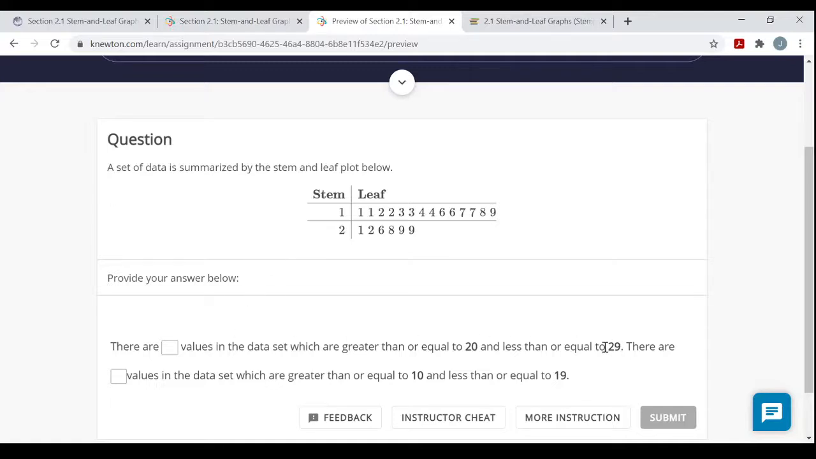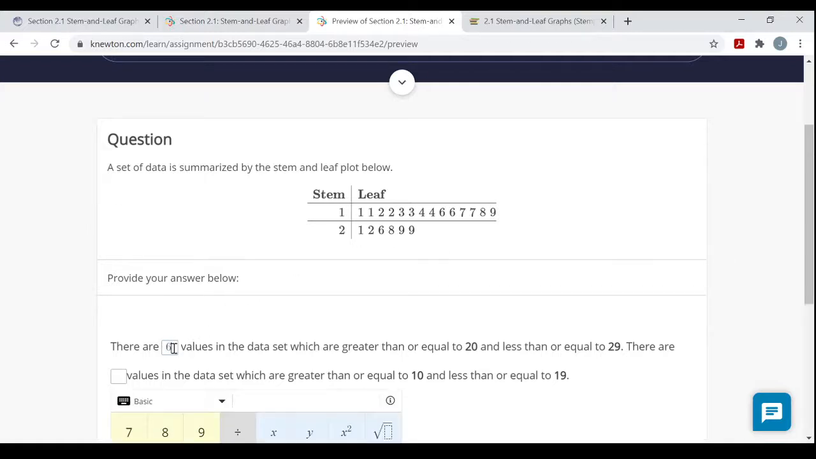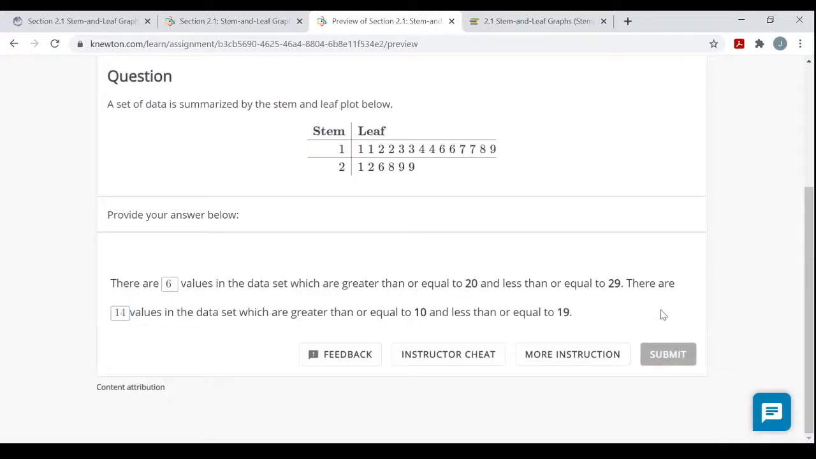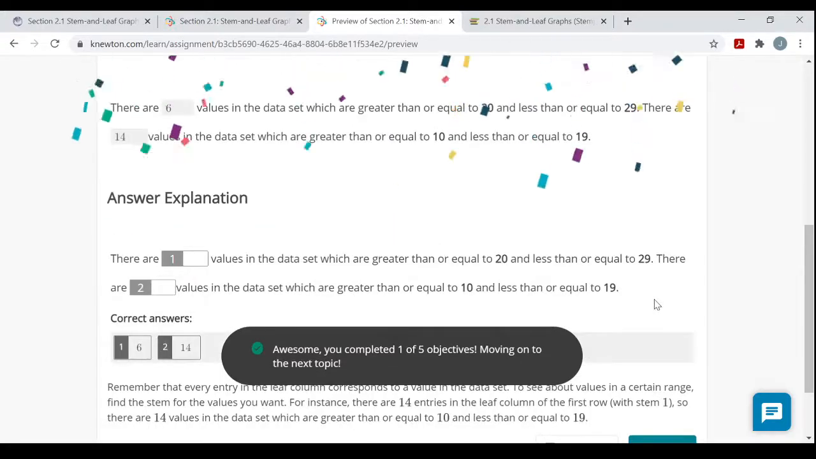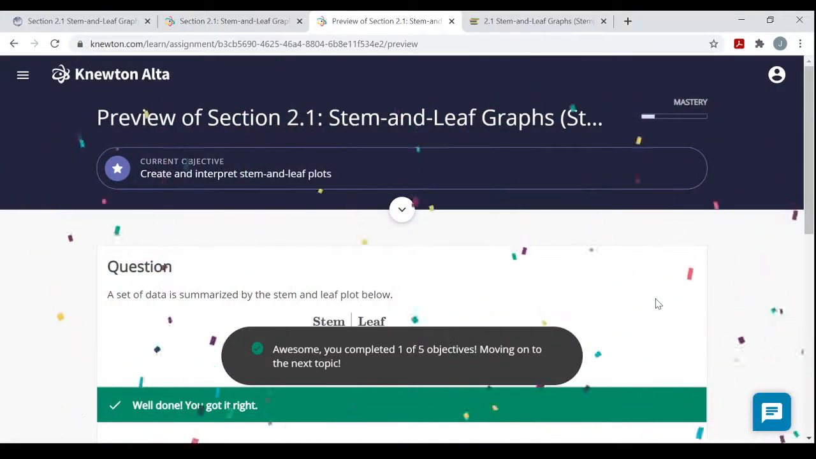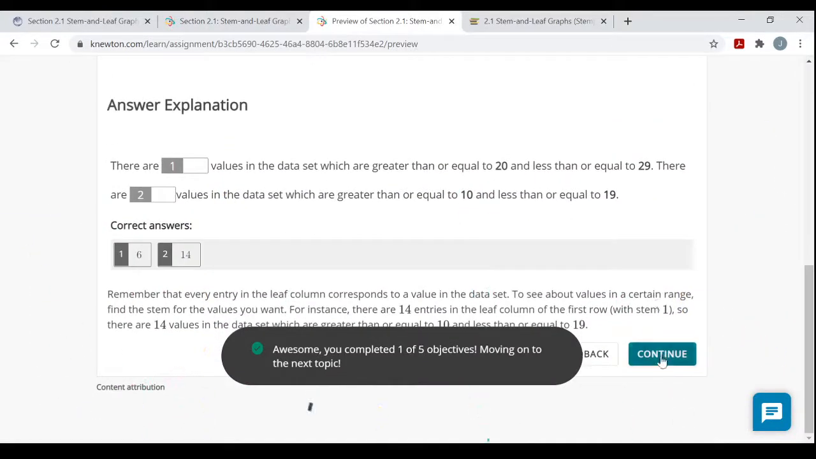All right, so how many values are in the 20s? From 20 to 29, there are 6 of them: 21, 22, 26, 28, 29, 29. And how many values in the 10s? The rest: 11, 11, 12, 12, 13, 13, 14, 14, 16, 16, 17, 17, 18, and 19. That's 6 we know, and then 3, 6, 8, so that's 14 values in the 10s. Wonderful. Pretty easy, I think. Those problems are pretty simple, just how to read a stem and leaf graph.